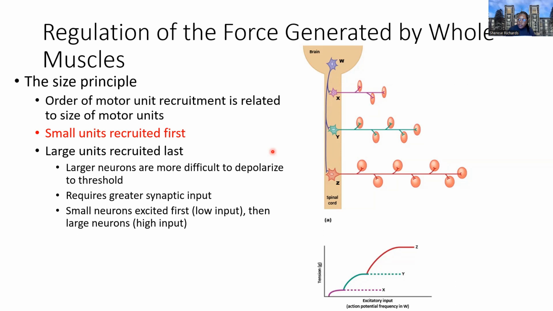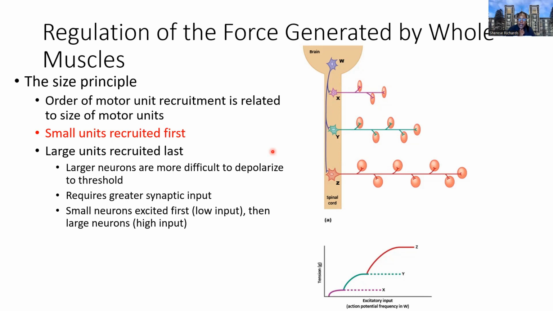If you're trying to lift a light object, you're going to start with the smallest units first. As the weight of that object increases, you're going to recruit smaller units first, then you're going to go to larger units last. All right.